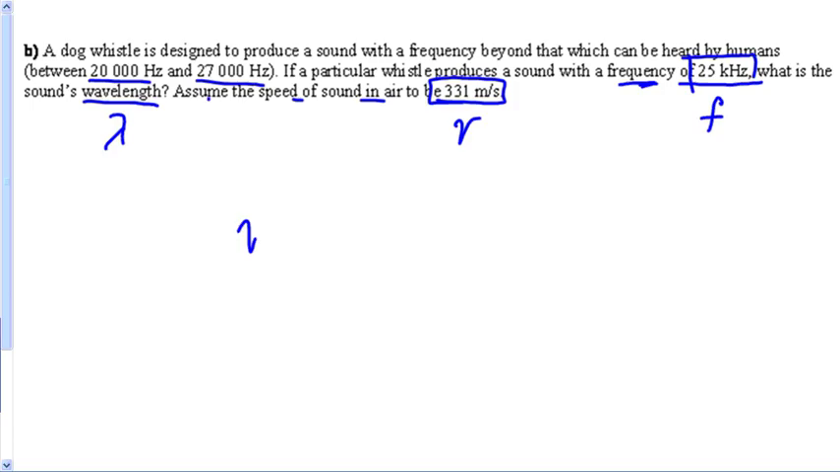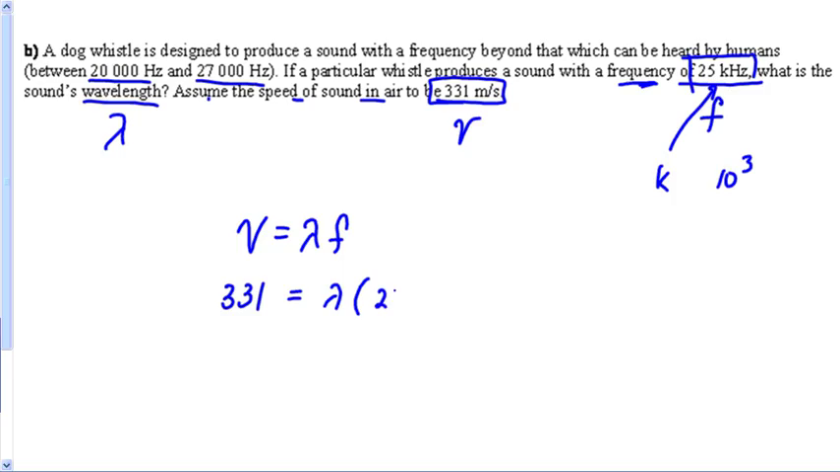Well, once again, this is a great question. V is equal to lambda F, and V is 331 equals lambda times F. I did one thing in this problem, though, that you've got to correct, and that's that K for kilo is times 10 to the third. So I've got to correct that and write 25 times 10 to the third, or 25,000 hertz. I can't use the 25 kilohertz. So now all I've got to do mathematically is divide both sides by 25,000.